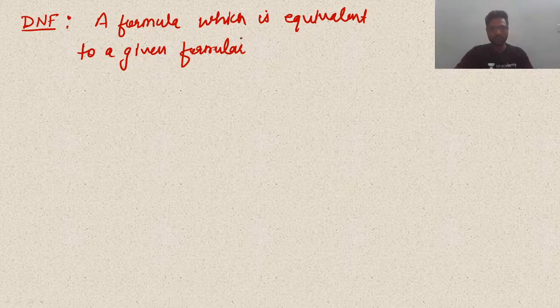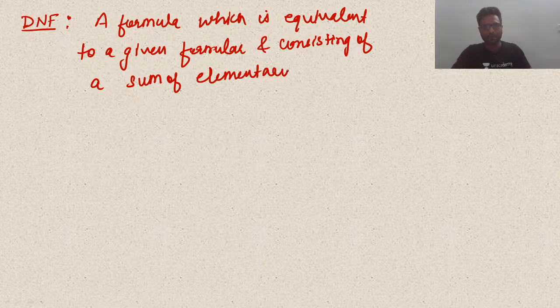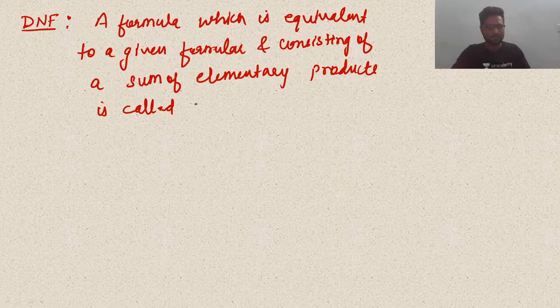A formula which is equivalent to a given formula and consisting of a sum of elementary products is called a disjunctive normal form, isn't it?